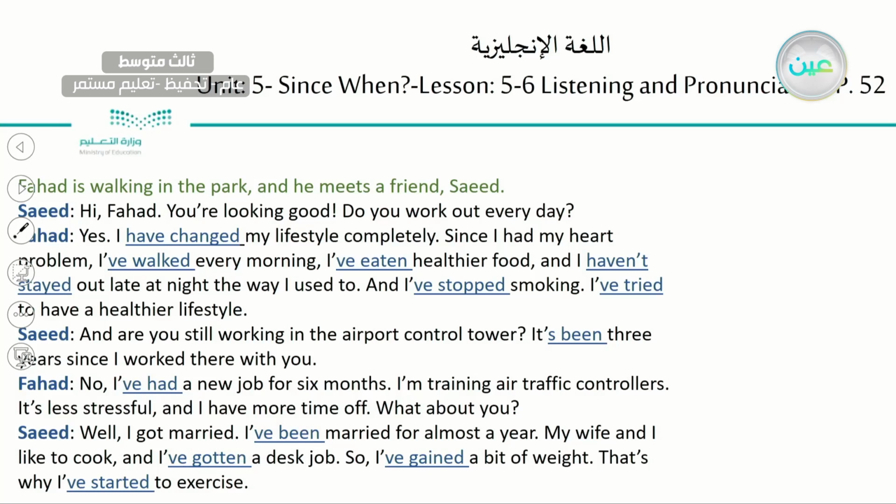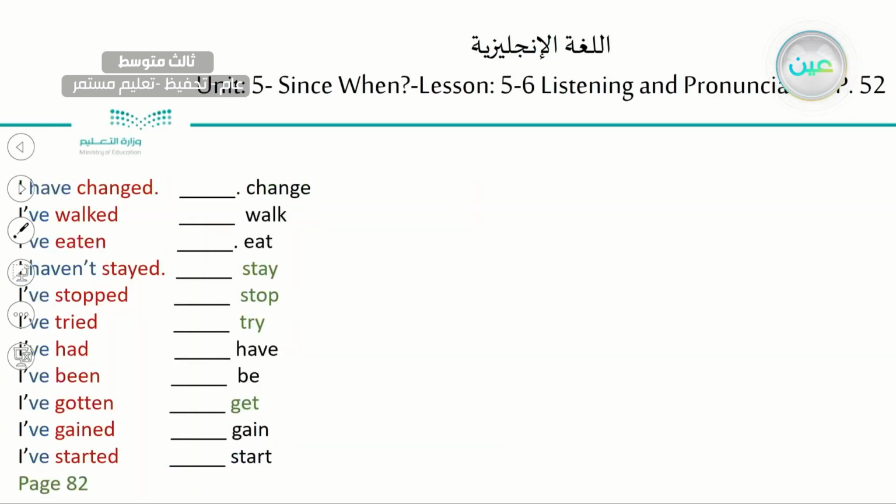Okay? This is the list in front of us. Let's look at it one by one. I have listed it here. I have changed. Changed came from the verb change. This is the third form of the verb change. Walked. Walk, we just add ed here, and here it ends with an e, so we only added d.